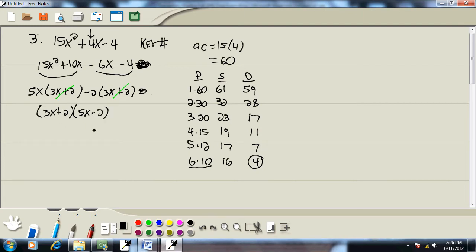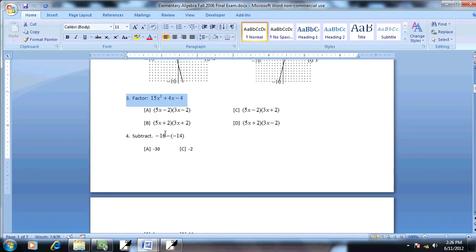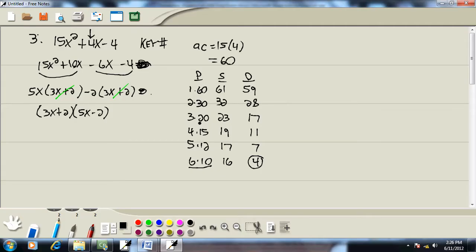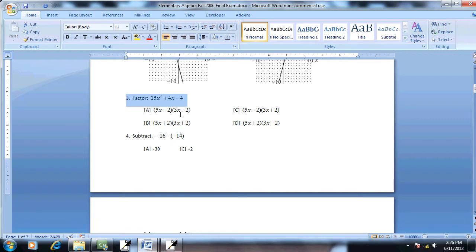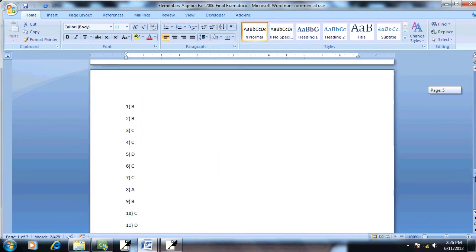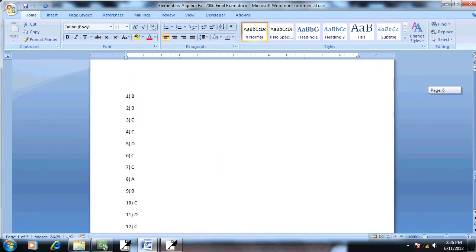Now, these may be flipped around depending upon how you factor it, but multiplication is commutative, so that's fine. And they do have that flipped around. So 5x minus 2 and 3x plus 2 matches C. So 3C. Let's take a look. 3C. Yep.